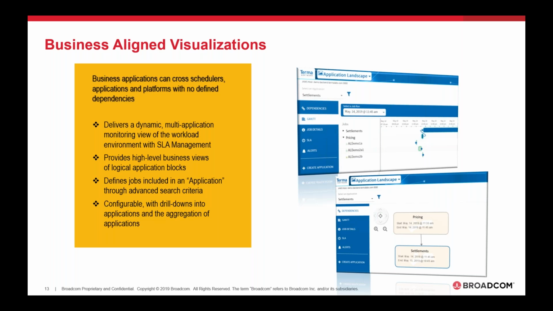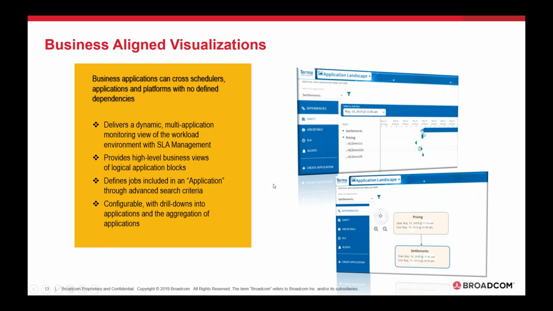You can now group them together, model it as an application, and create dependencies between that application and other applications, and then all of the features of SLA management and alerting are now available at the business application level. So this is really a way to elevate your workload to your business users so that they can track the processing from a much higher level, from a business perspective.